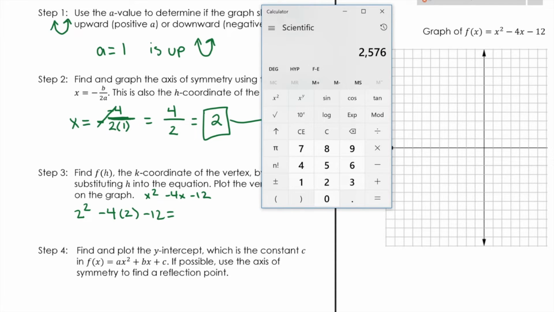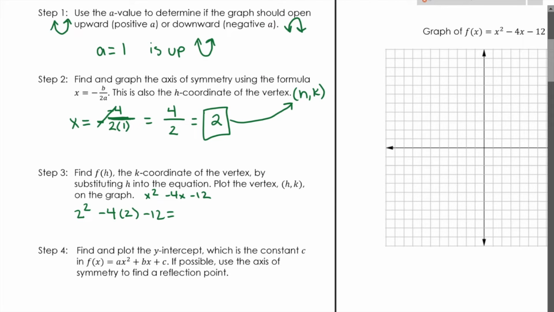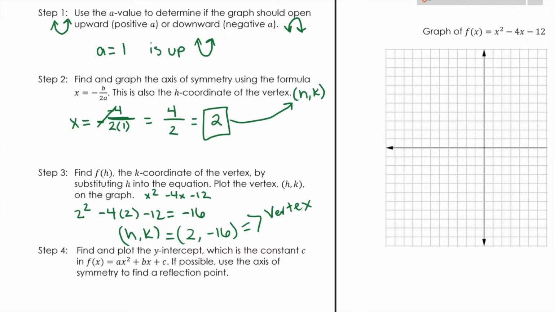Okay, I take out my calculator and we do 2 squared minus 4 times 2 minus 12. That gives you an answer of negative 16. So, negative 16. So, what is my h and what is my k? My h was 2, my k was negative 16. So this right here is the vertex. Okay. Alright, let's move to step 4.